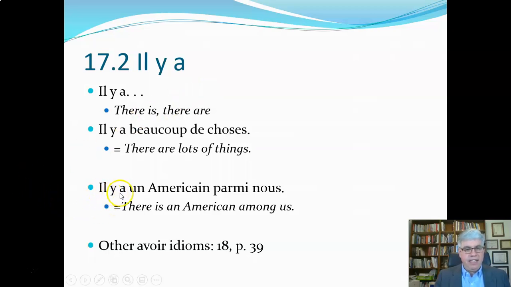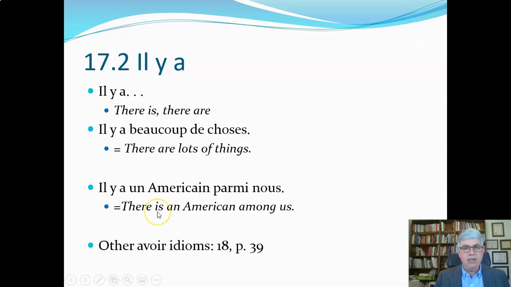Next one, we have il y a, so that's going to be there is or there are. Un Américain parmi nous. An American among us. There is an American among us. So here the first example is translated there are because lots of things are plural.